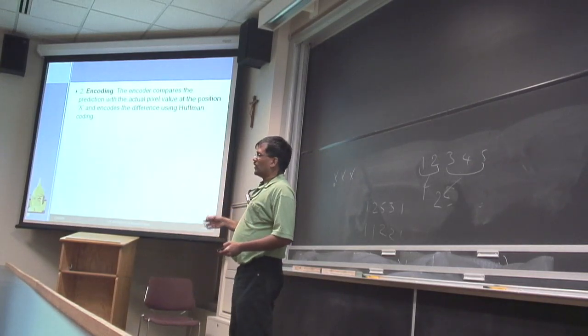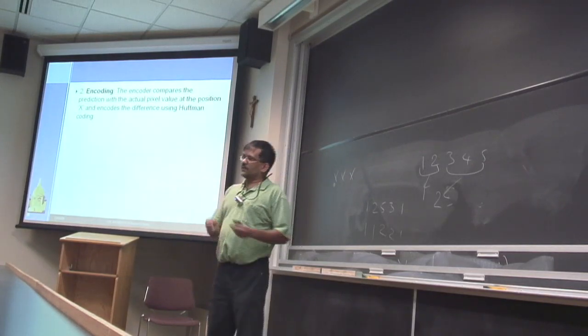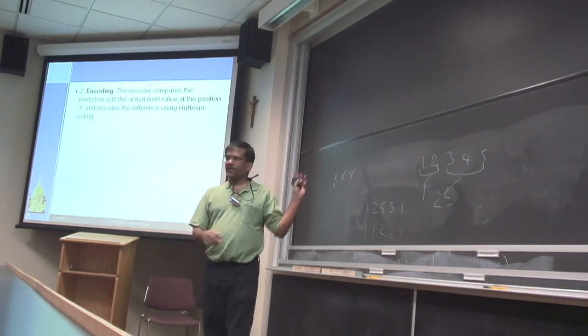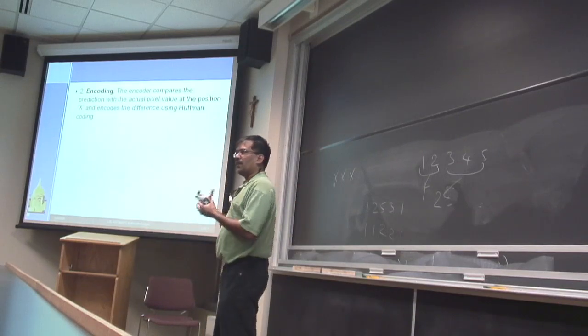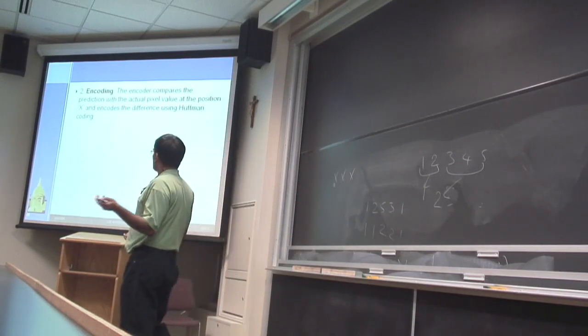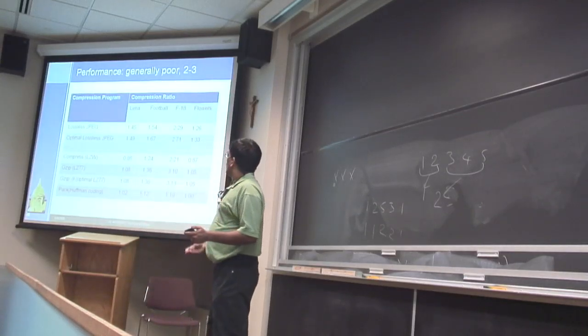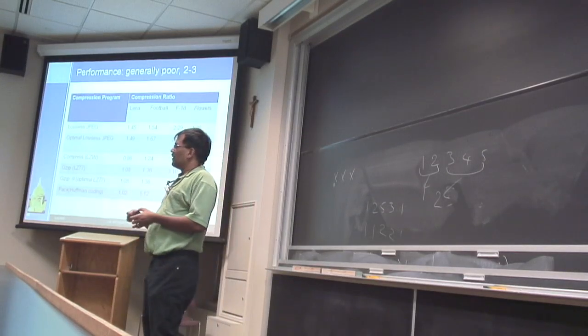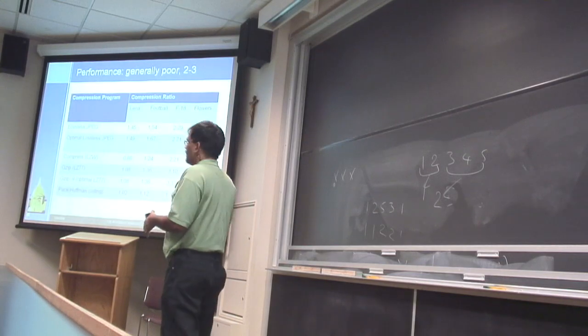Then you encode the new values using Huffman. Essentially, you take the difference, and then you do the Huffman coding that we talked about before. You have far fewer symbols, so you expect some sort of compression. The book tells you some of the ratios that you can get for different images.